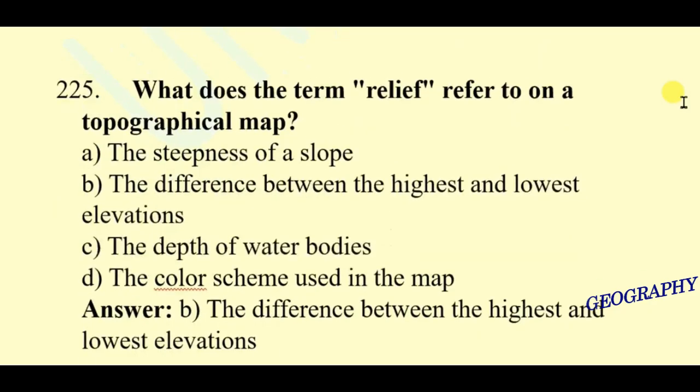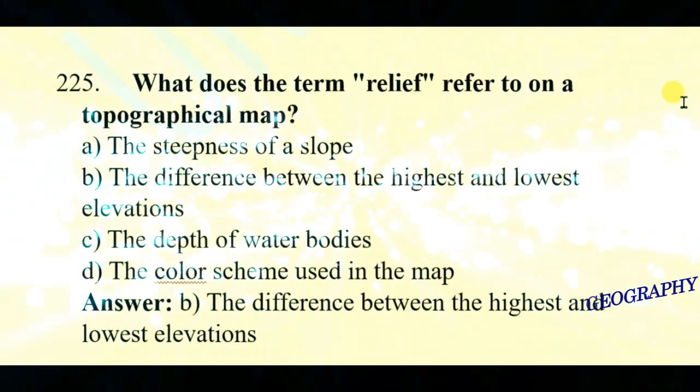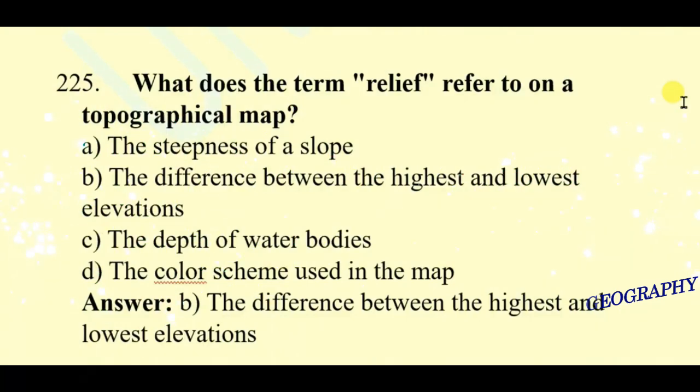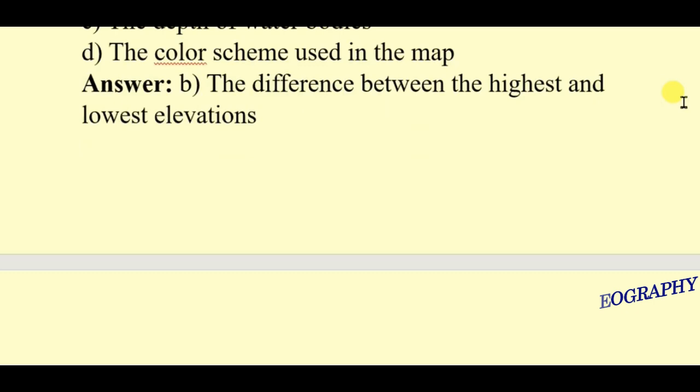Question 225. What does the term relief refer to on a topographical map? The steepness of a slope, the difference between the highest and lowest elevations, the depth of water bodies, the color scheme used in the map. Here the right answer will be the difference between the highest and lowest elevations is called the relief. But when it is relative relief or absolute relief, absolute relief is the difference between the highest point and the mean sea level, and the relative relief is the difference between the highest and lowest elevations of any place. That will be the relative relief of that place.